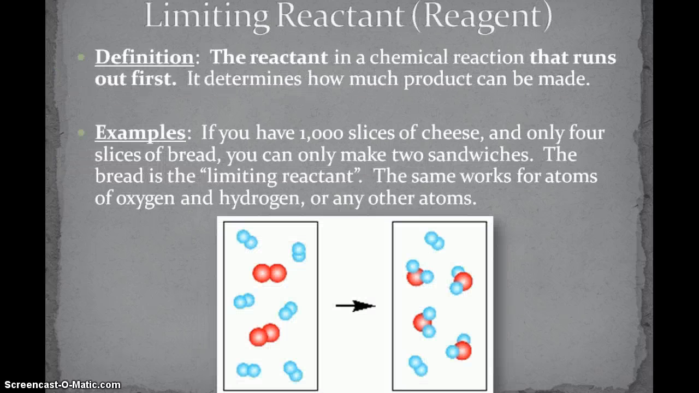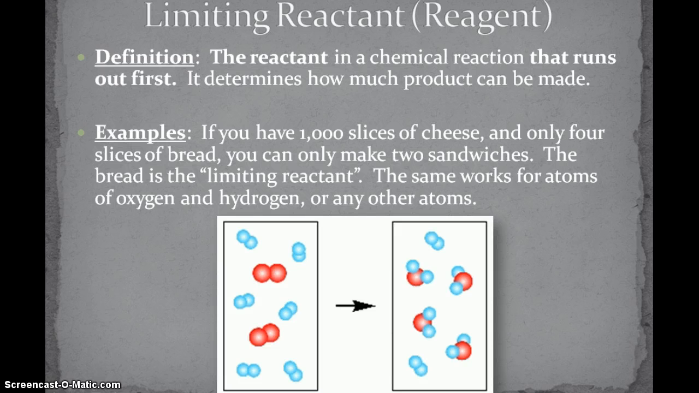The limiting reagent or reactant. The reactant in a chemical reaction that runs out first. It determines how much of a product can be made. Example, if you have 1,000 slices of cheese and only 4 slices of bread, you can only make 2 sandwiches. That's because each sandwich needs 2 pieces of bread. The bread is the limiting reactant in this example.